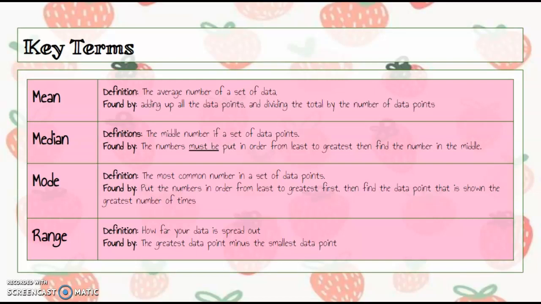So you put the numbers in order from least to greatest again. Then find the data point that is shown the greatest number of times. And finally, the range is how far your data is spread apart. This is found by subtracting the smallest data point from the largest data point.